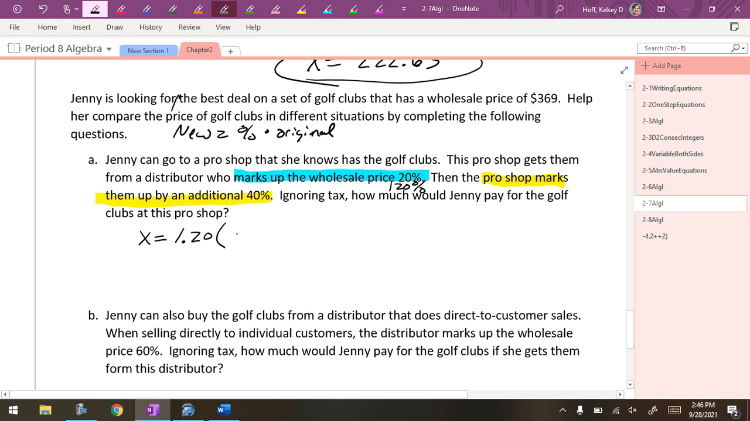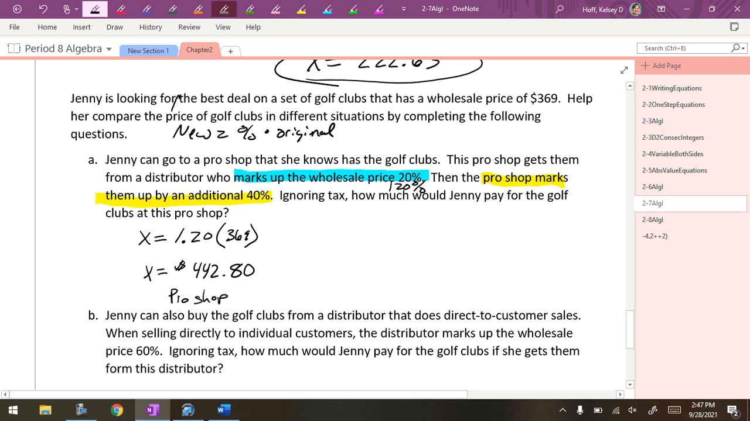What's my original price? 369. Okay. What is the pro shop paying for them? If I take 1.20 times 369. Anybody else get 442.8? And technically with money, we put a 0 on there, right? That's what the pro shop is paying. Are we done with part A?